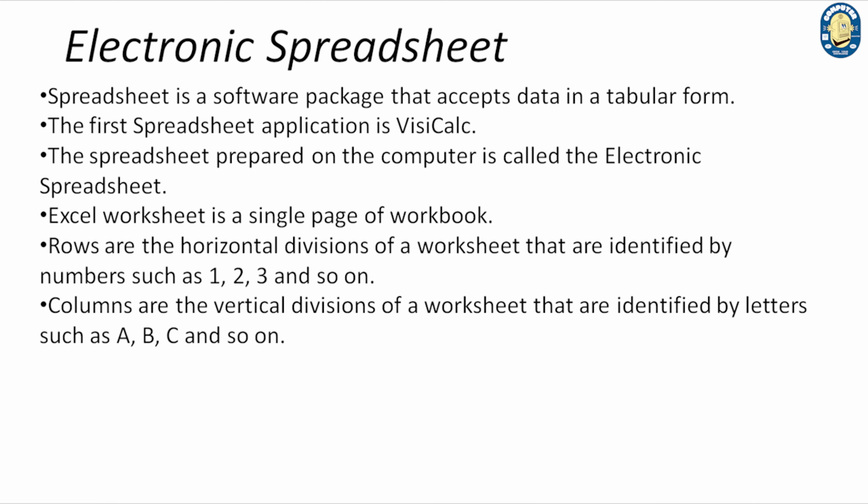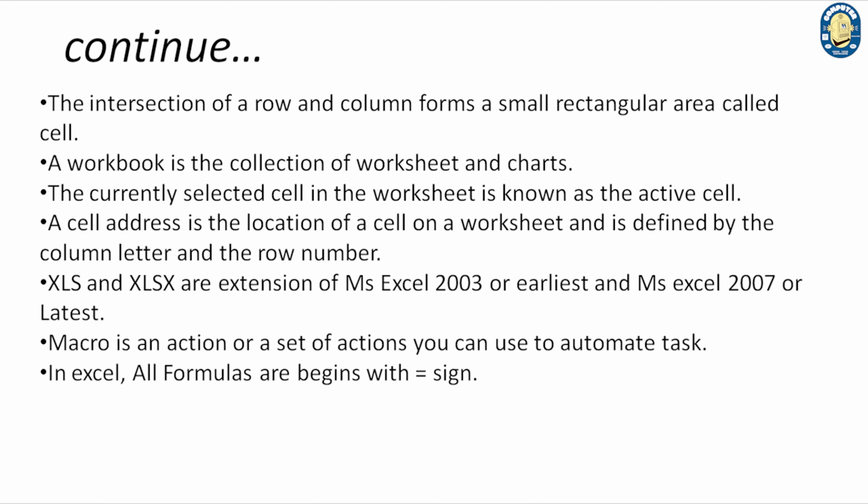Electronic spreadsheet. Spreadsheet is a software package that accepts data in a tabular form. The first spreadsheet application is VisiCalc. The spreadsheet prepared on the computer is called the electronic spreadsheet. Excel worksheet is a single page of a workbook. Rows are the horizontal divisions of a worksheet that are identified by numbers such as 1, 2, 3, and so on. Columns are the vertical divisions of a worksheet that are identified by letters such as A, B, C and so on. The intersection of a row and column forms a small rectangular area called a cell.